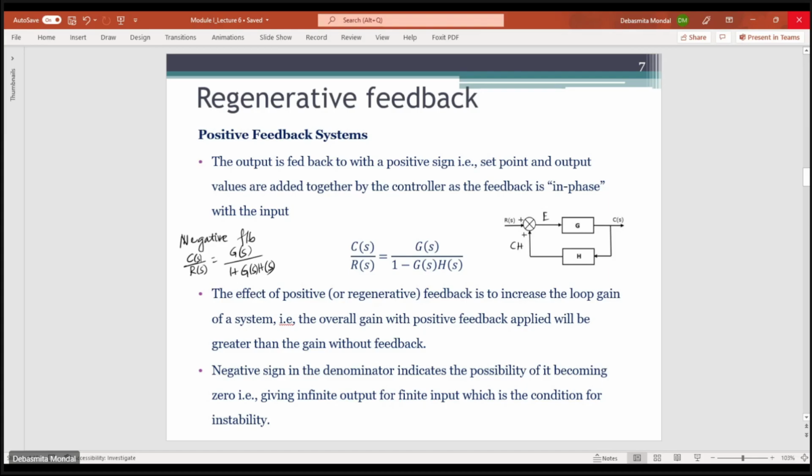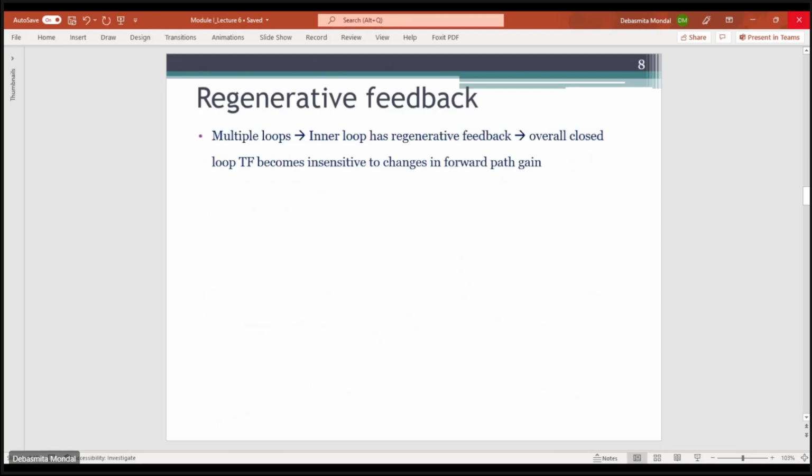So this is the disadvantage of using a positive feedback system. Now, where do we use this kind of positive feedback system? Let us say a system is designed in such a way that it has multiple loops.